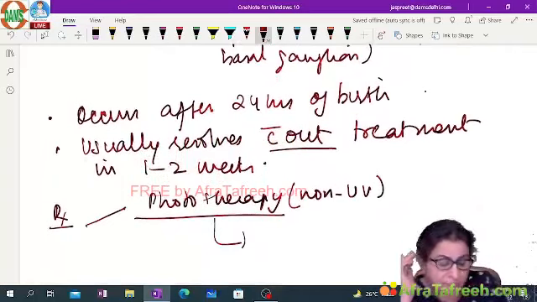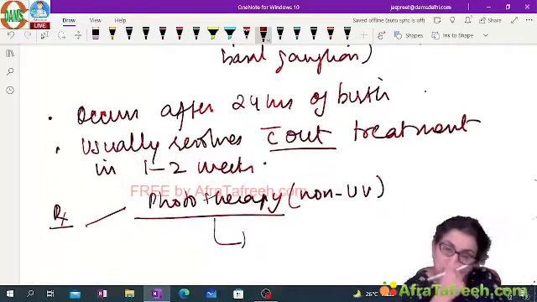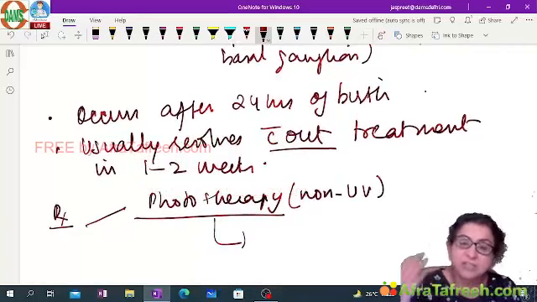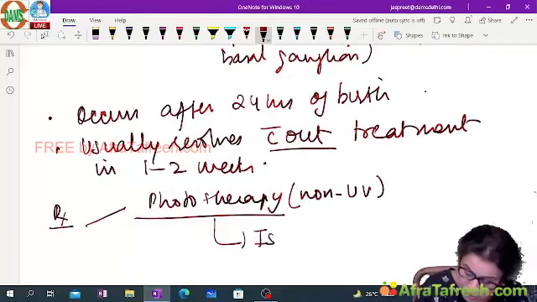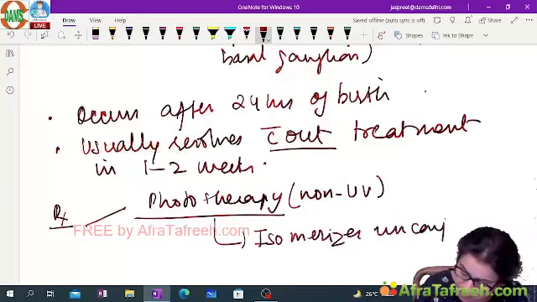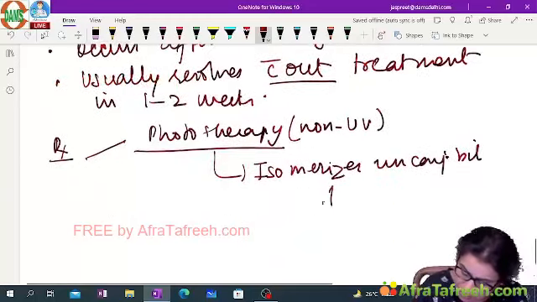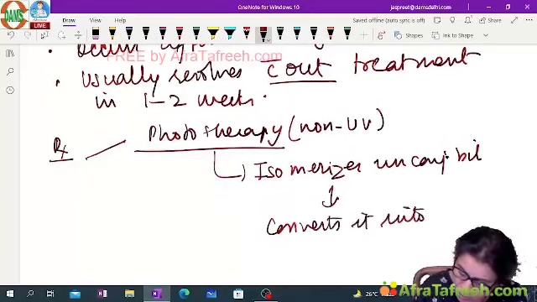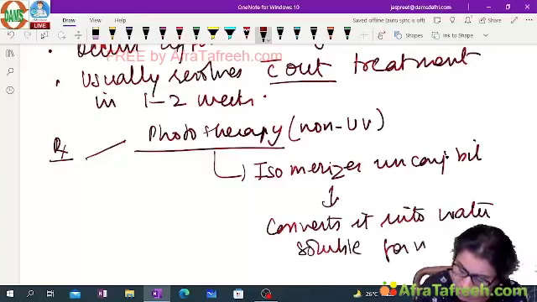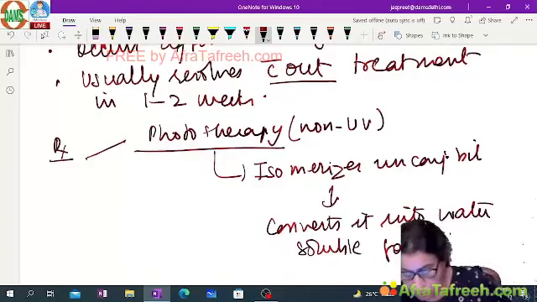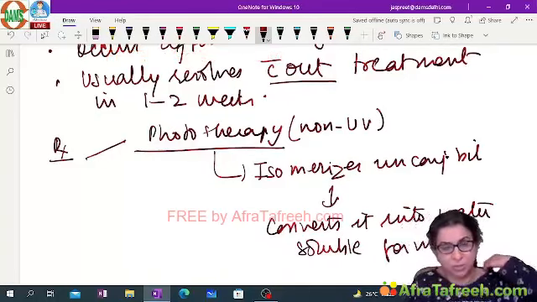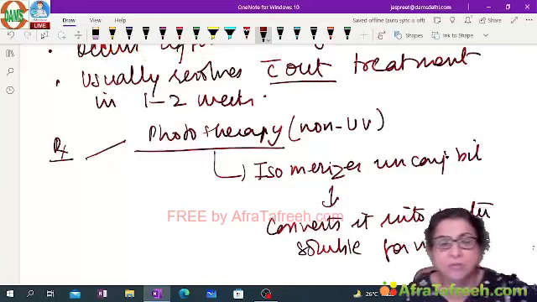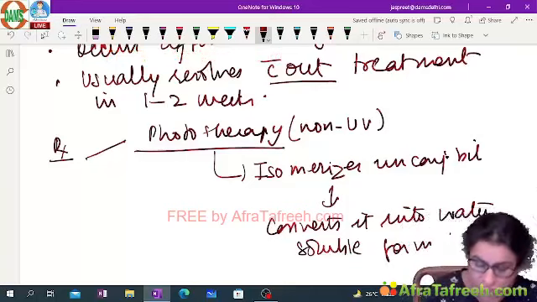What does this phototherapy do? It isomerizes unconjugated bilirubin and converts it into a water-soluble form. So that is about physiological jaundice of newborn.